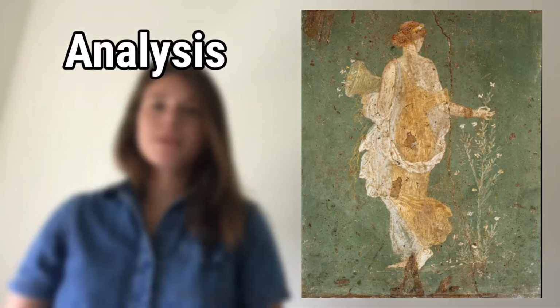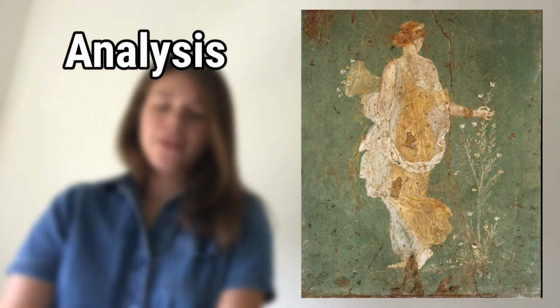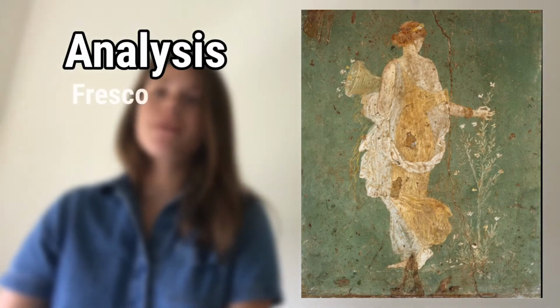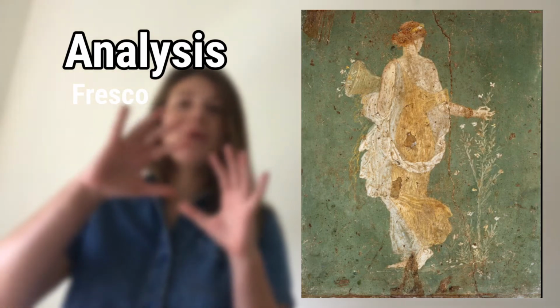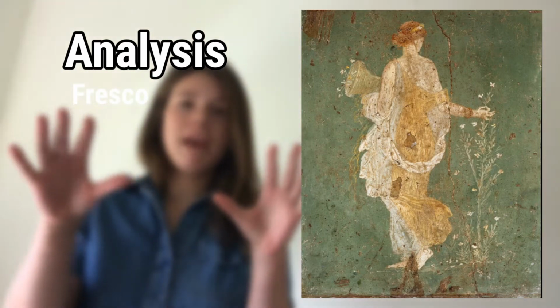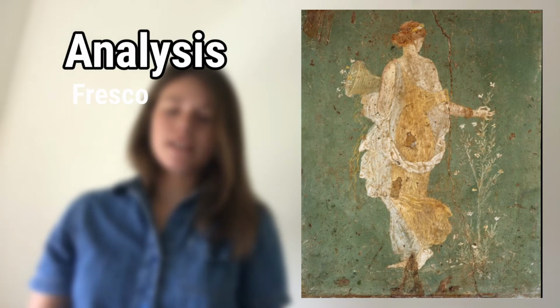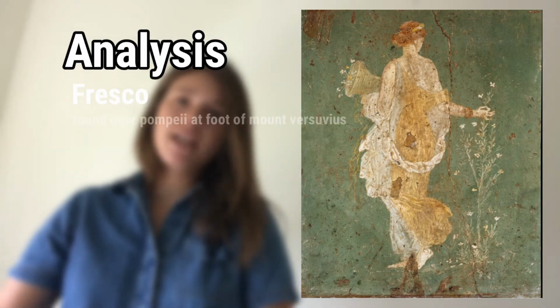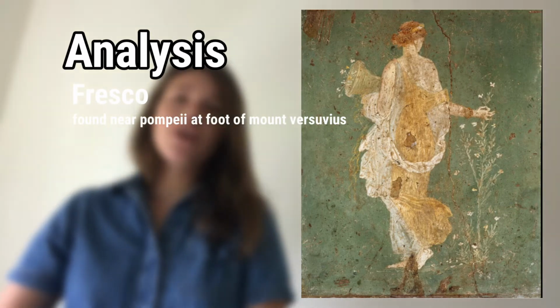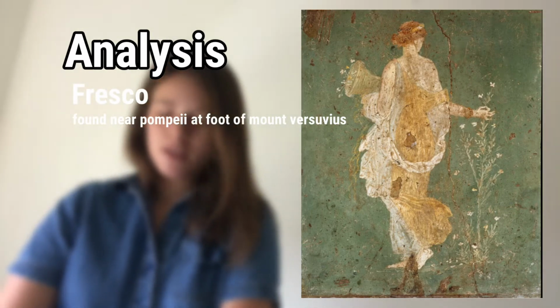The second part of the Feldman Method is analysis. Some important things to note about Maiden Gathering Flowers is that it was a fresco, which means the paint was actually put into the walls while they were being made in the villas, and they found it in a small countryside town near Pompeii at the foot of Mount Vesuvius.